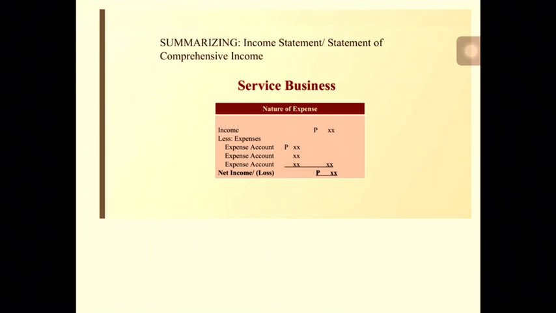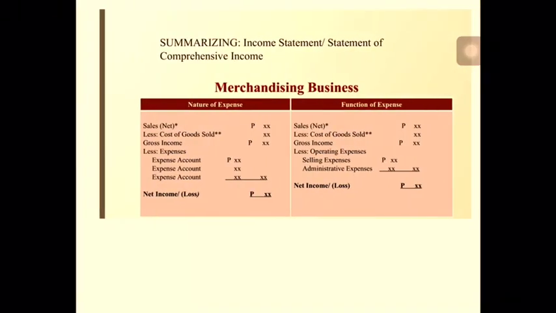Okay, that's why I said under service type of businesses, the form that is usually used in preparing an income statement is your nature of expense. It would be different if we take into account a merchandising business, because when we prepare an income statement of a merchandising business, it may apply either of the two forms already. So we could apply nature of expense method or function of expense.